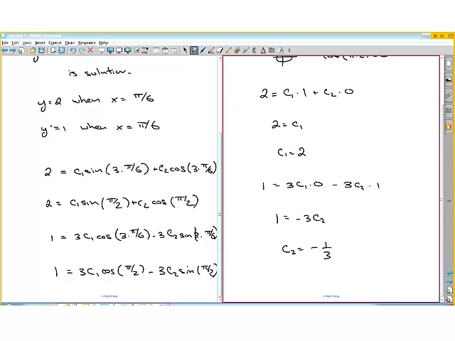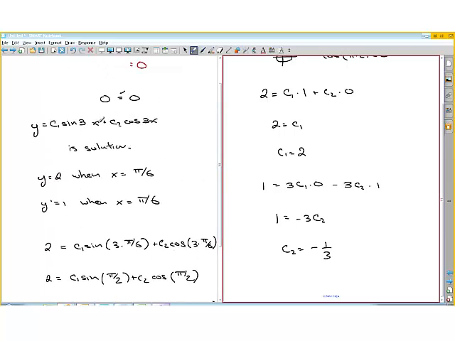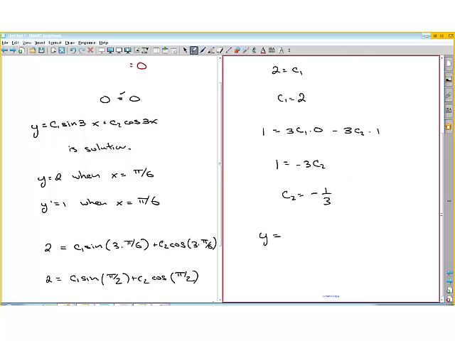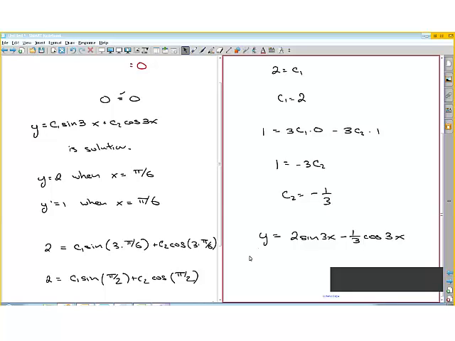So all we have to do now is plug that back in to the original equation to get the particular solution. So our particular solution is y is equal to C1, which is 2, times the sine of 3x plus C2, which is negative 1/3, times the cosine of 3x. And this is problem number 33, and the answer is 2 sine of 3x minus 1/3 cosine of 3x. So that works out.